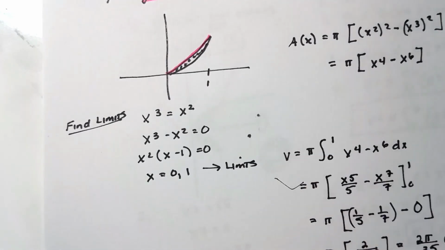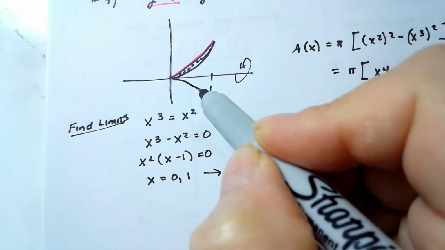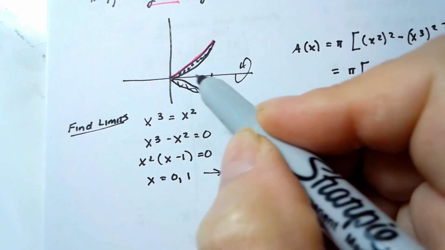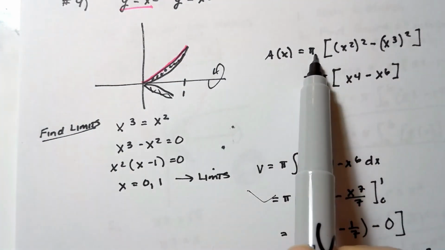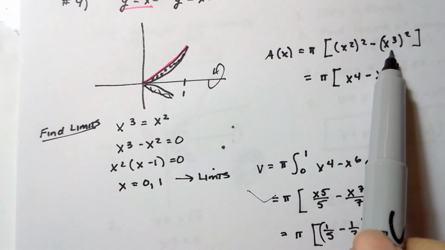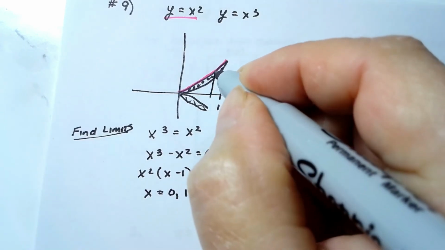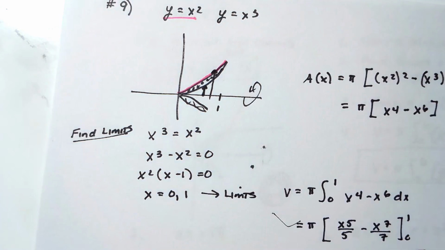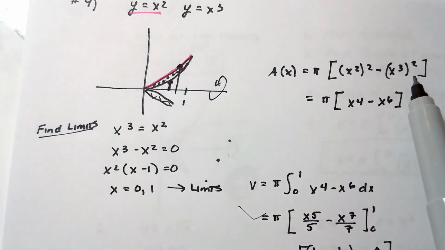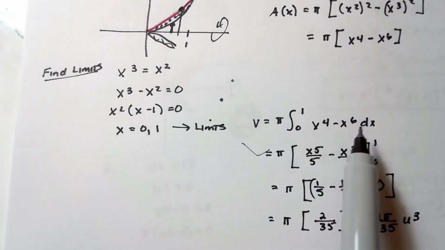I also know if I spin this thing around the x-axis, I'm going to have this hole in the middle, so I need this formula, right? So it's pi times big radius squared minus little radius squared. So big radius again goes from axis of rotation to the curve furthest away from it. Little radius goes from axis of rotation to the curve closest to it. So in this case, that's what it is. And if I clean it up, that's what I get. So that's exactly what I need to integrate, right? Pi from 0 to 1 of that thing.